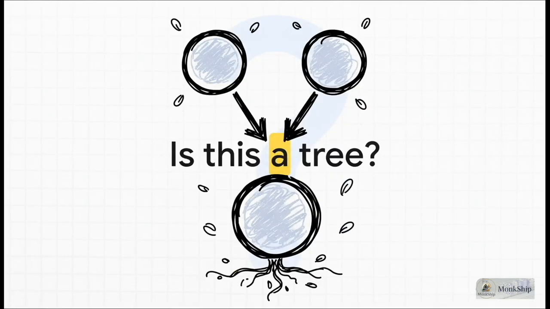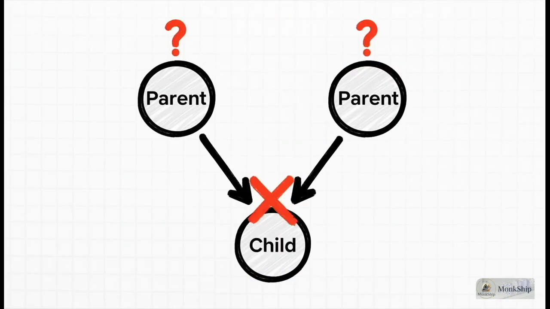Okay, last one for the game. Take a close look at this one. We have 2 different nodes up top, and they're both pointing down to the exact same child node. Does this structure make the cut? And again, that's a no. This reveals our second critical rule. Just like with a real family tree, every child node can only have 1 parent. You can't have 2 different branches of the tree merging back together like this.